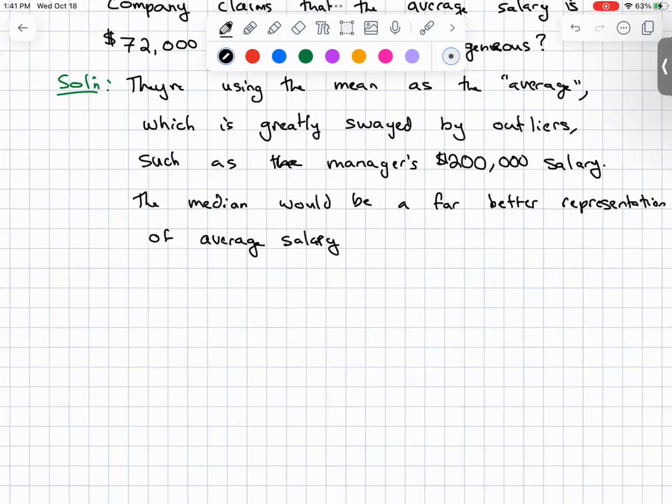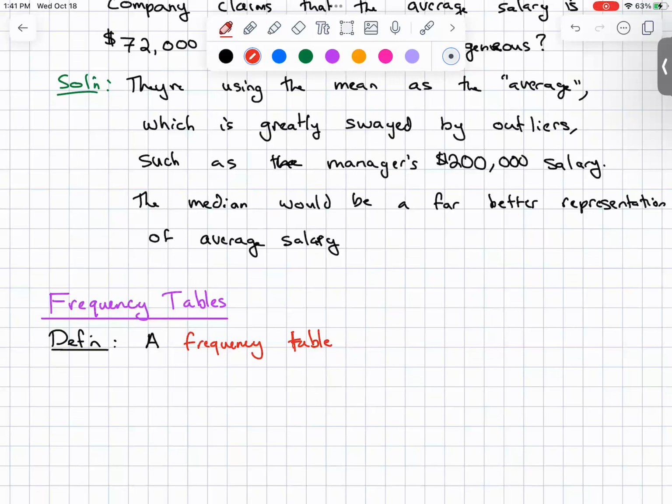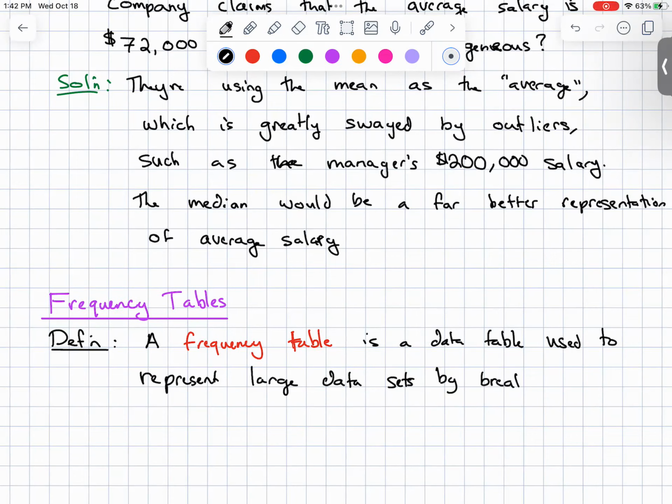The next thing, now we're going to be talking about what we call frequency tables. So, definition: a frequency table is a data table used to represent large data sets by breaking up the values based on the frequency at which they occur.